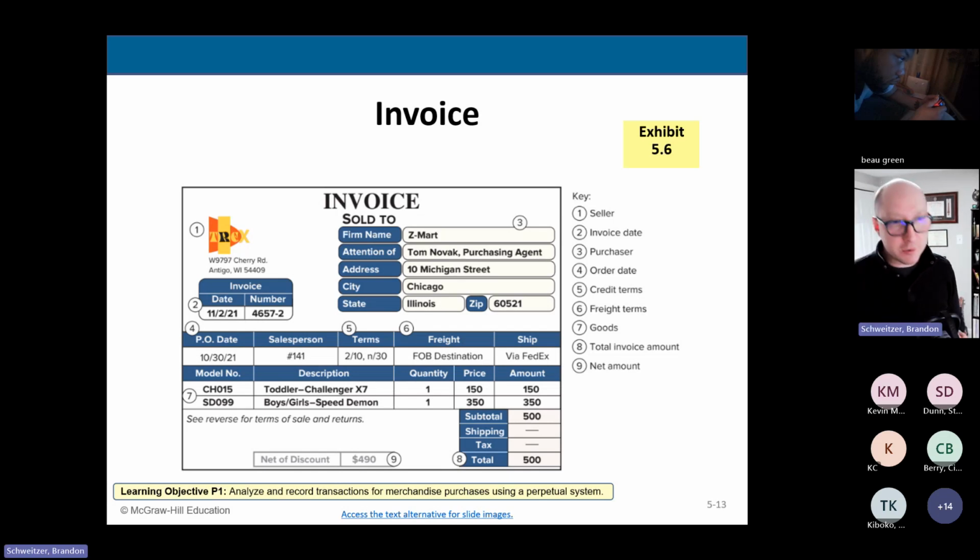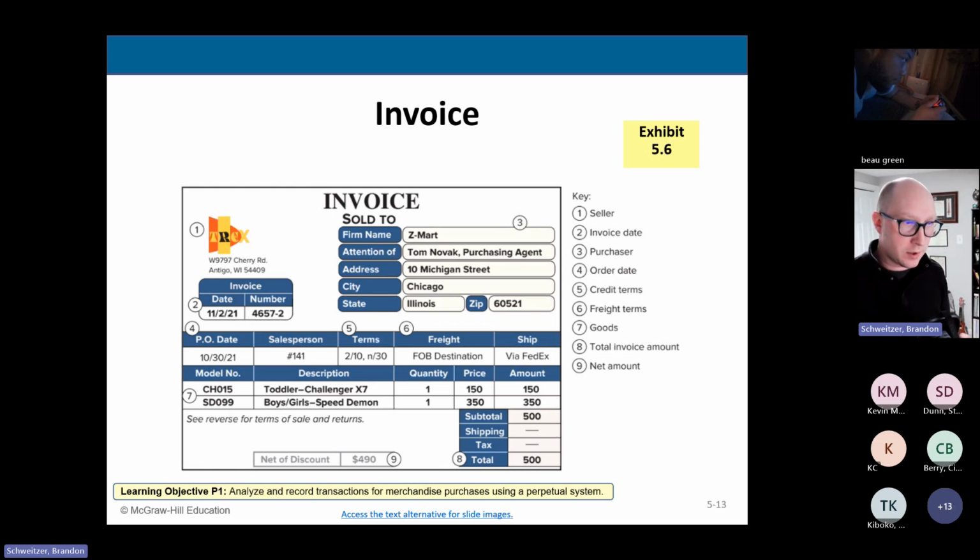Number five is the credit terms. In this case, it's 2% discount if paid within the first 10 days. Otherwise, the entire amount is due within 30 days. That's what the credit terms tell us. Number six, this one's good. Free on board destination. FOB destination. This is what we call the freight terms.